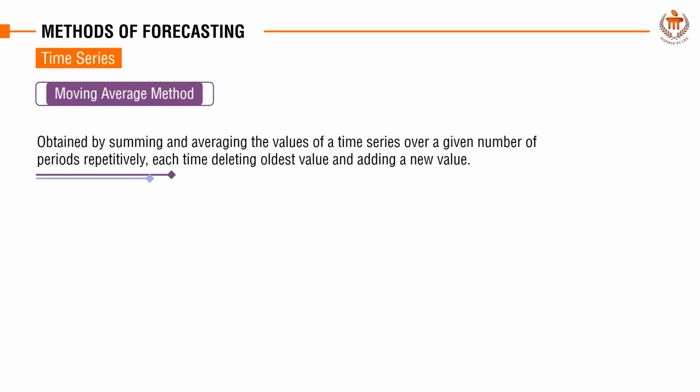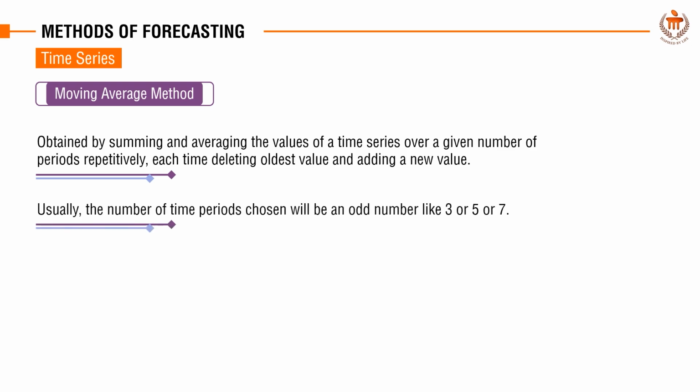In time series forecasting, the moving average method is a widely used technique where the forecast is obtained by averaging the values of the time series over a specified number of periods. This averaging is done repetitively, where the oldest value is deleted and a new value is added as time progresses. The number of periods chosen is typically an odd number such as 3, 5, or 7 to ensure symmetry around the middle point. This method smooths out short-term fluctuations in the data, making it useful for identifying the underlying trend.